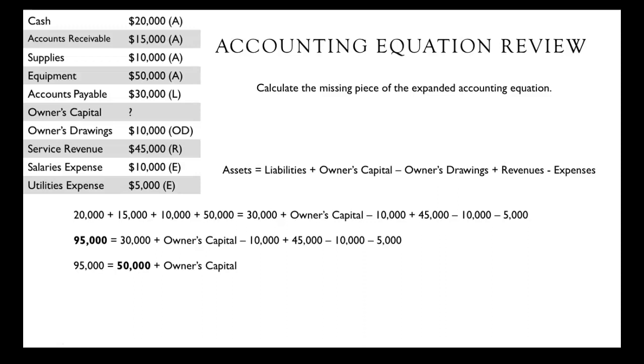And then once again, it's a simple equation that we saw earlier when we were working on that basic accounting equation problem. We have 95,000 equals 50,000 plus owner's capital. So what we'll want to do is subtract 50,000 from both sides, and we see that our owner's capital is $45,000.